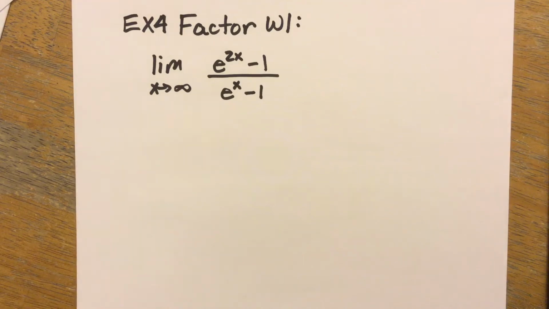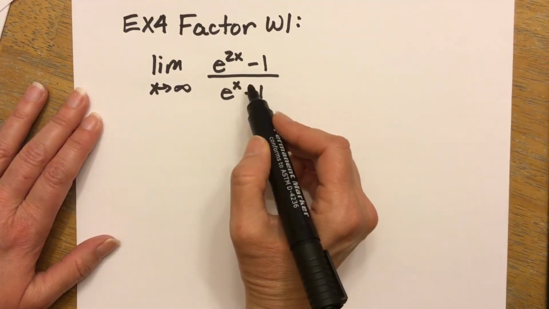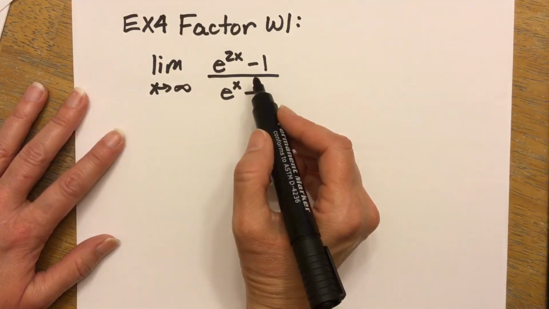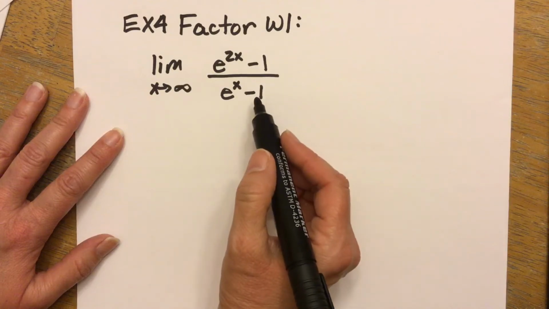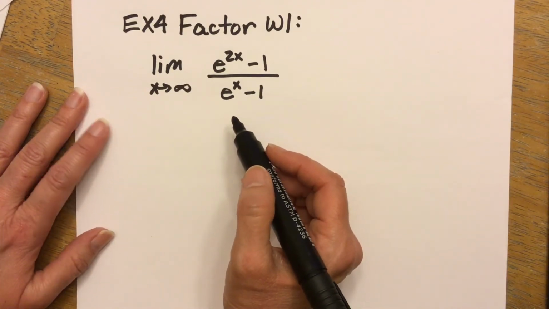Example 4 is asking us to do this by factoring first so we can show what we already know. This thing would have an indeterminate form. The top, when you put in infinity, you get infinity. When you put infinity into the bottom, you get infinity. So it has the indeterminate form of infinity over infinity.